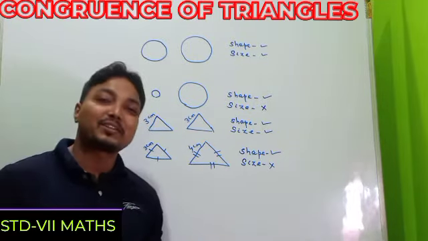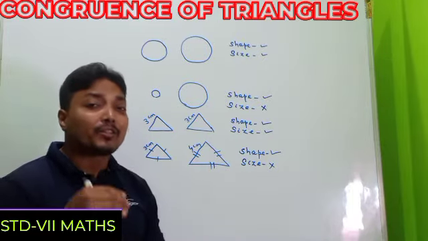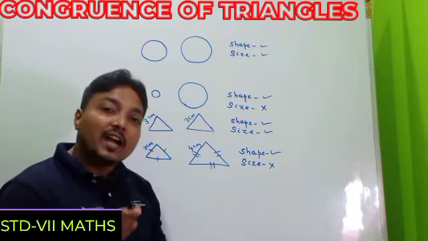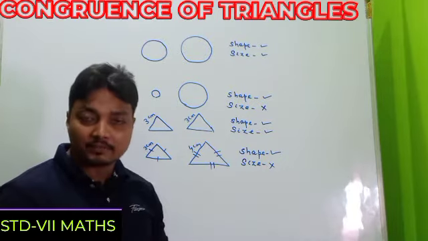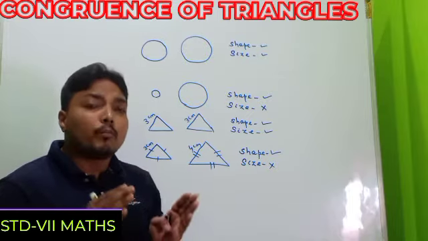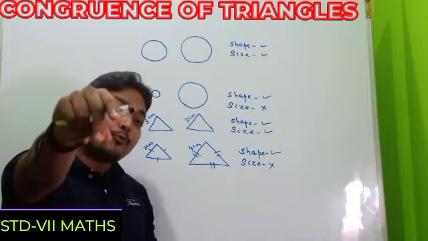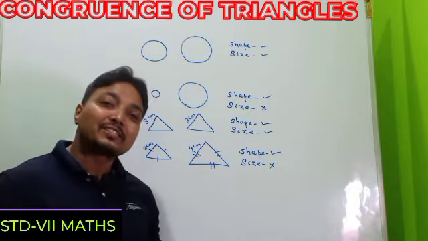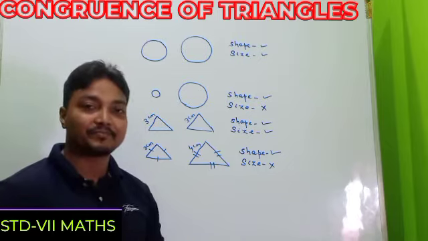For the definition of congruent, you first just have to remember the pair of figures, two figures, or more than two figures, are said to be congruent. Two or more figures are said to be congruent whenever the figures have the same shape along with the same size.